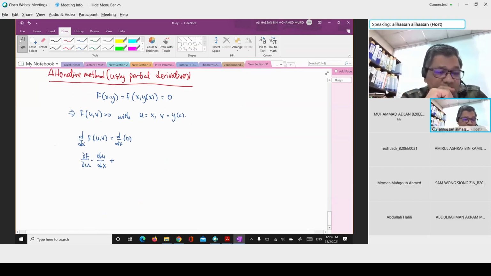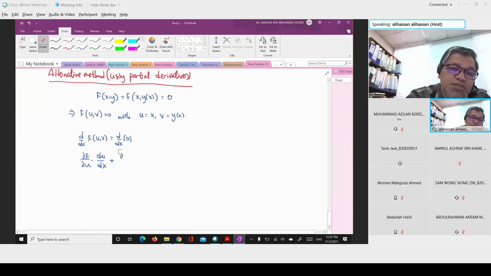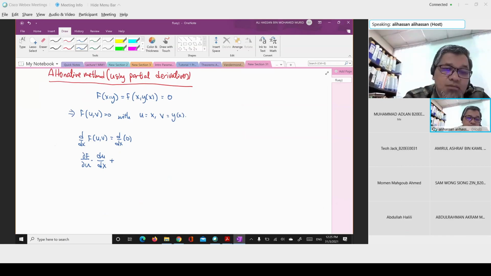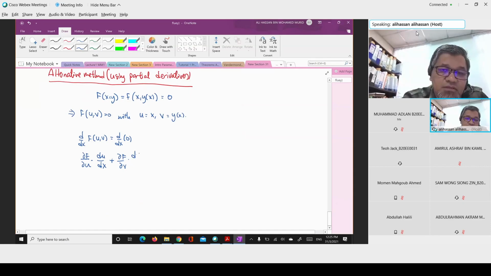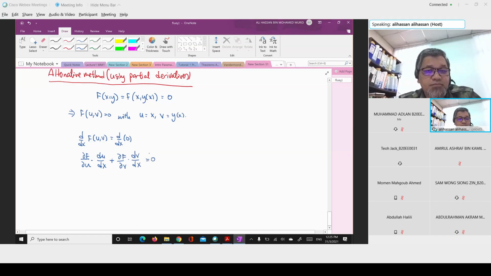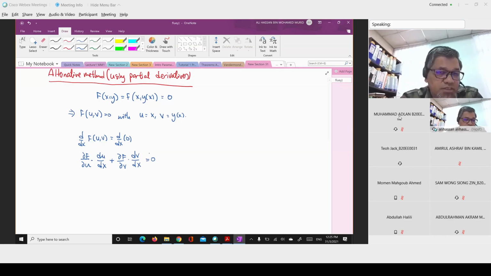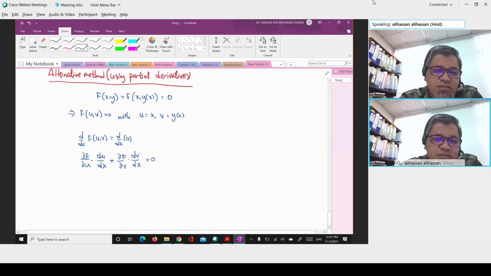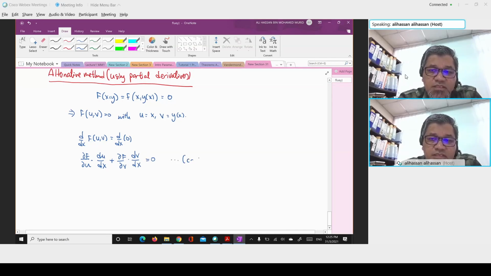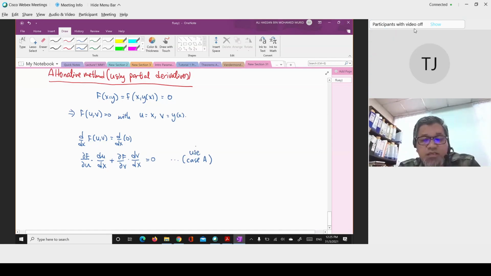All right. Then we have here, next, f partial v times dv dx, equal to 0, right? Now recall that this is using case A, the partial derivative case A type.